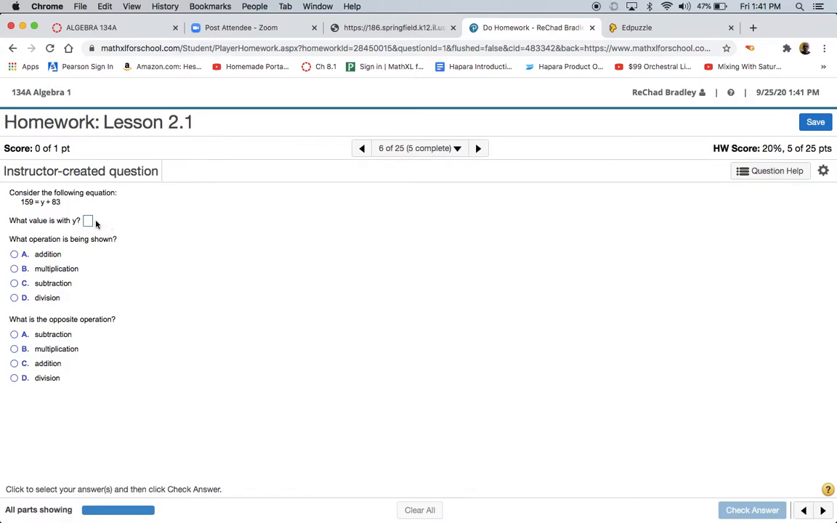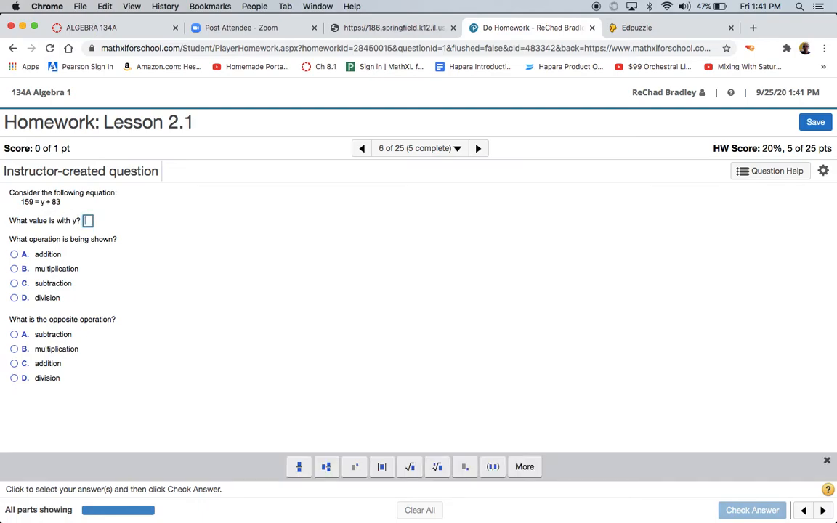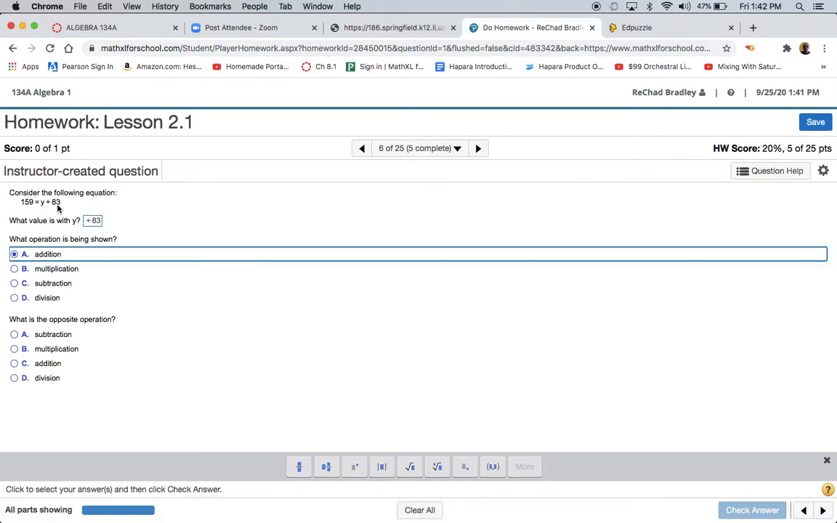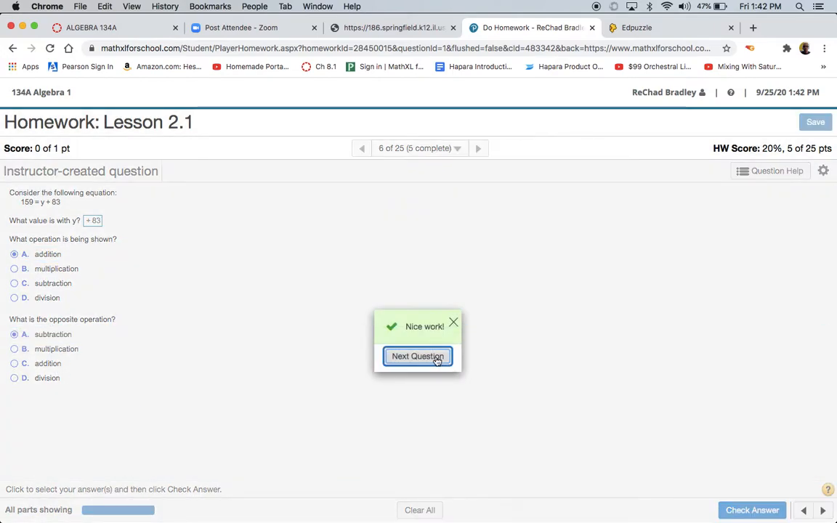Okay, this is where we are on 2.1. What value is with y? If y is over here, 83 is over here, so I'm going to put a positive. 83 is with y. What operation is being shown between these two is addition, because it's y plus 83, and the opposite of addition is subtraction.